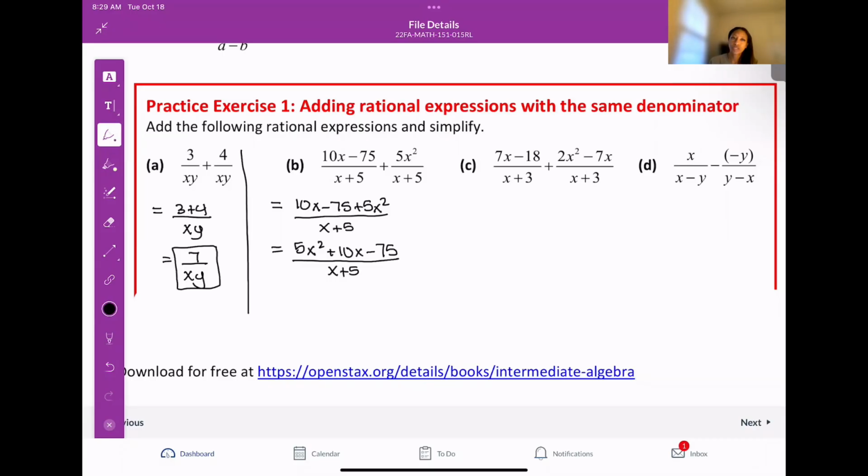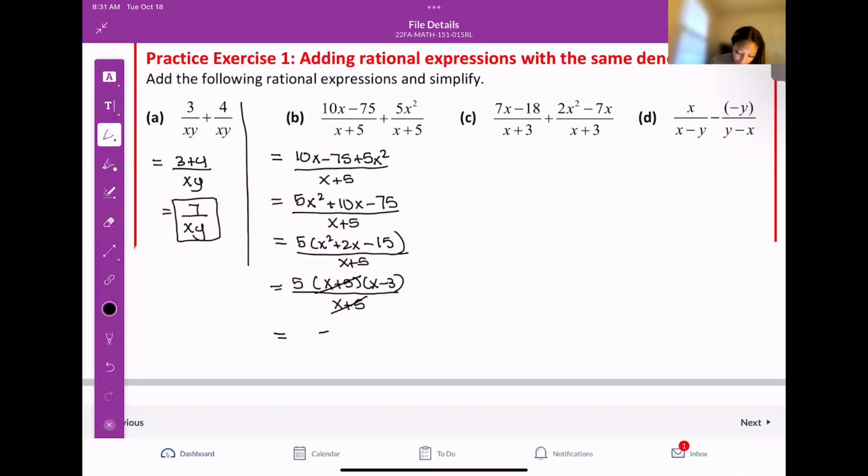And then it does look like this one's going to simplify a little bit more. First, we can factor out a 5 from the numerator. Okay, and then that's still over the x plus 5. Last step: x squared plus 2x minus 15. That's going to factor to x plus 5 times x minus 3. Now we can see that the x plus 5 in the numerator cancels with the x plus 5 in the denominator. And our final answer here would be 5 times x minus 3.